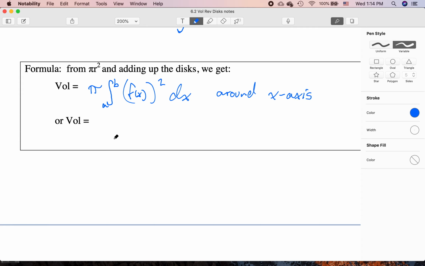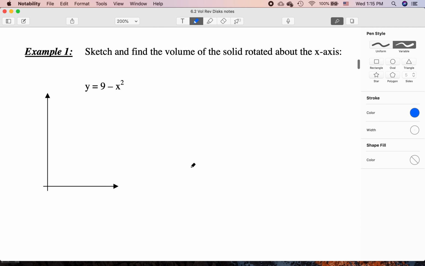Now, you could also do it around the y-axis. Okay, well, let's just do it. Now, it's not going to be the same a and b. It would be from f of a to f of b. Well, let's just call it from c to d, from top to bottom or bottom to top, right? This would be f of y squared dy if it's around the y-axis. So yeah, later on we will change some of these to be functions of y, but for now, let's just start off with a function of x. Okay, so let's do that. Let's give this a shot.